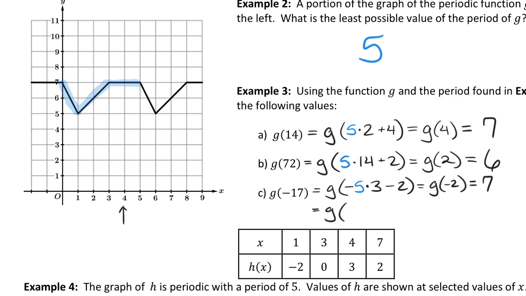Let's do this a different way because some of us don't like using negative numbers, and that's okay. Or subtracting, I guess. If we did negative 5 times 4, what's negative 5 times 4? How could I get to negative 17 from negative 20? Plus 3. So g of negative 17 is just like g of negative 2, which is just like g of 3. What's g of 3? 7. Any multiple of 5 with the same remainder is going to give you the same output value because this cycle is going to repeat every single time.